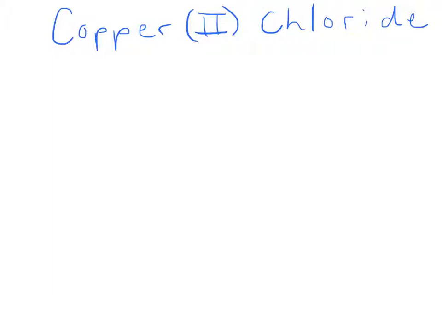start out with the chemical symbol for copper, which is Cu, and then I would figure out the charge of copper, which is 2 positive. How did I figure that out? Well, I looked at the Roman numeral right here, and the Roman numeral helped tell me that it's 2 positive. For chlorine, I know chlorine is 1 negative.